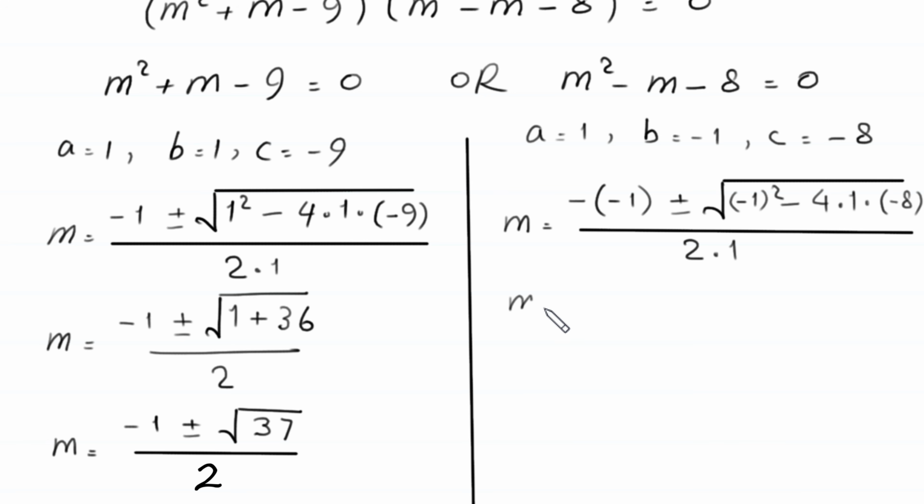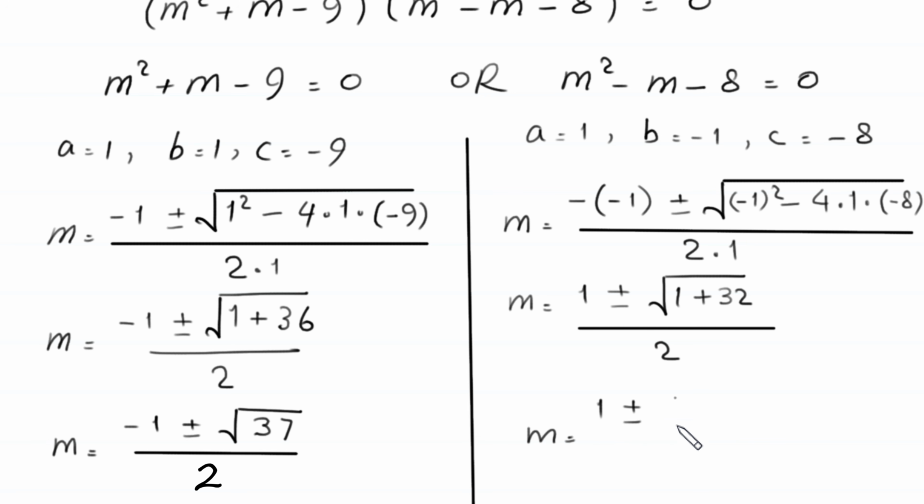Next, m is equal to negative times -1 will become +1 plus or minus square root of, this -1 squared is 1, -4 times 1 times -8 is plus 32, divided by 2 times 1 is 2, and m is equal to 1 plus minus root of 1 plus 32, which is 33, divided by 2.